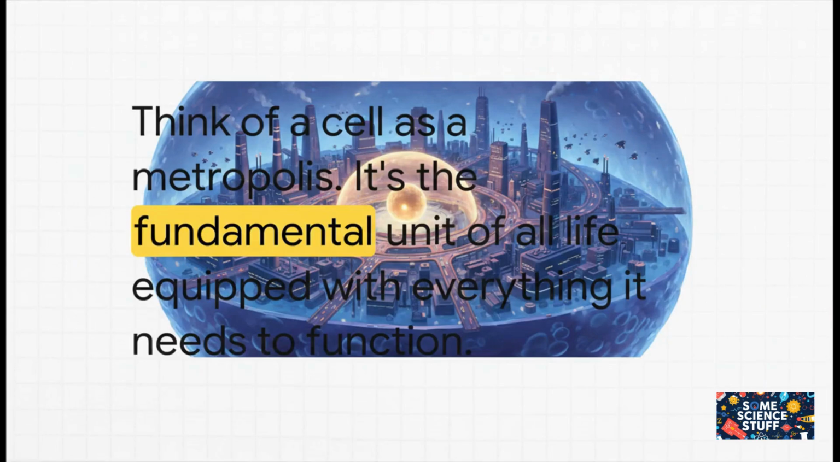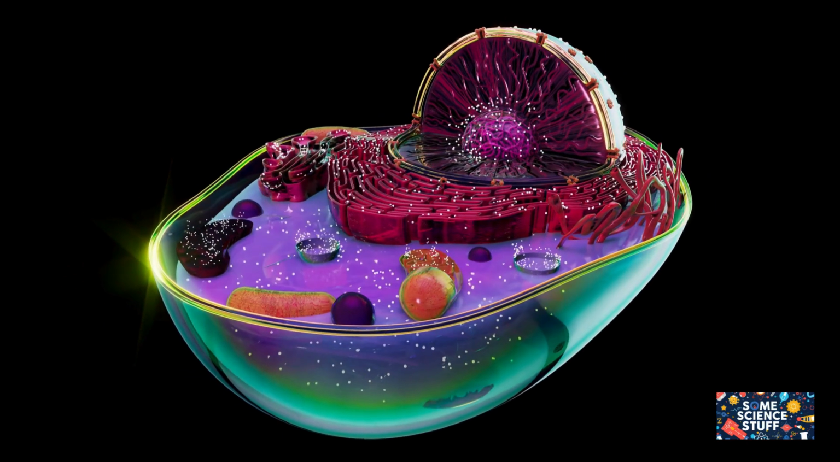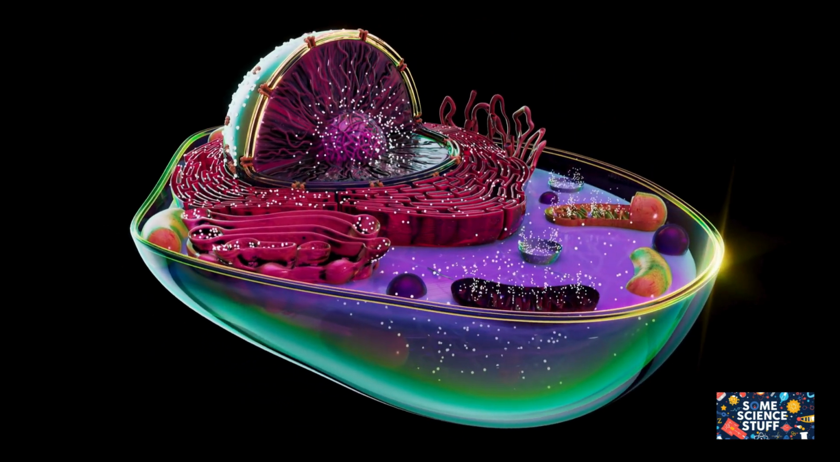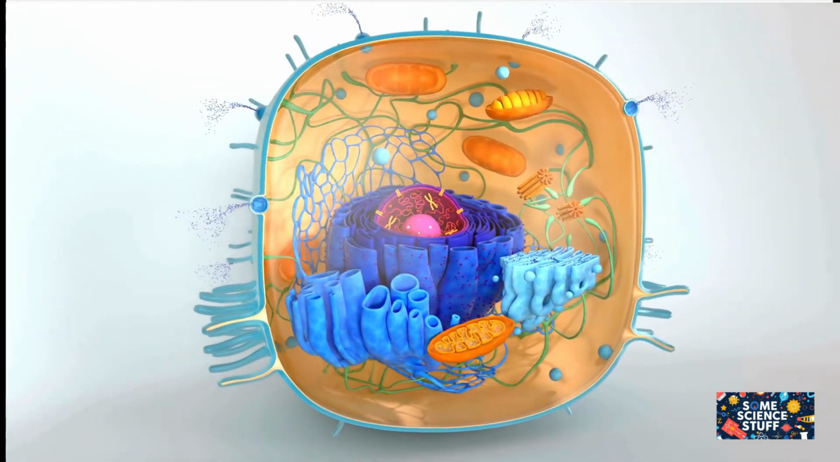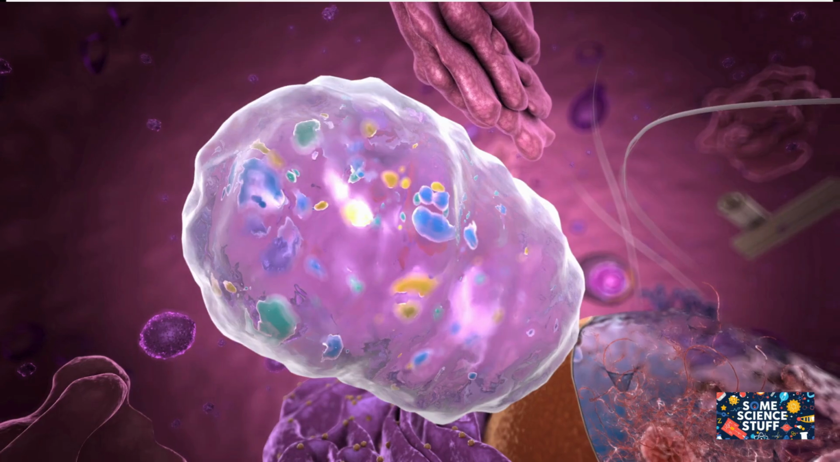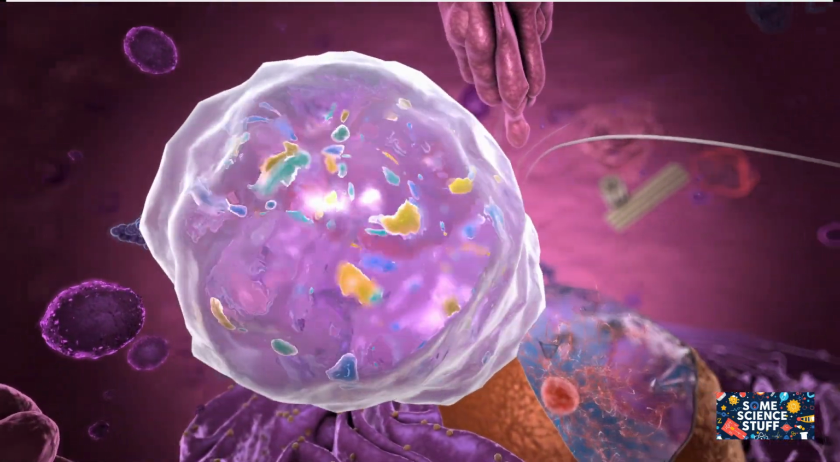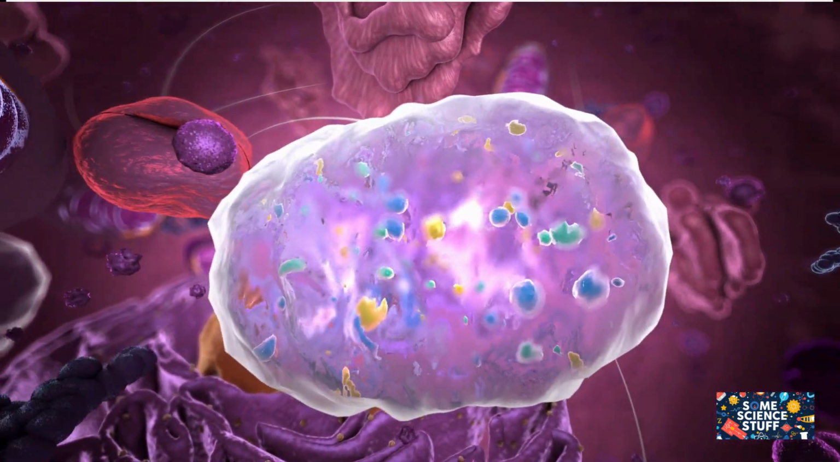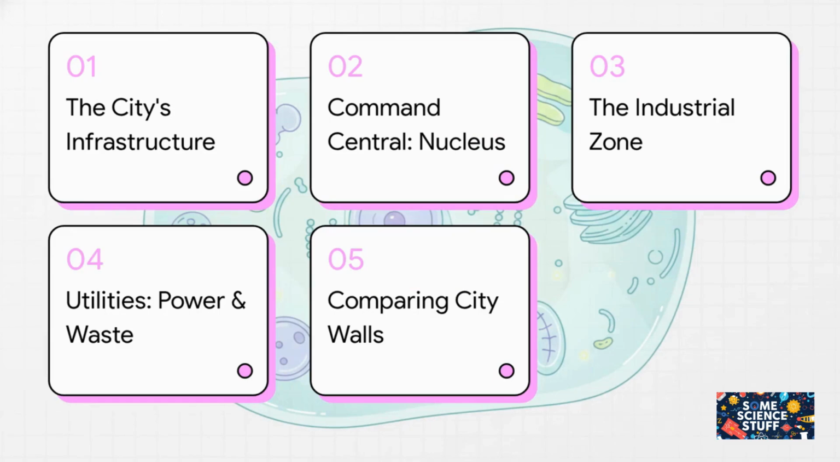First things first, you've got to stop thinking of a cell as just some simple blob of jelly. No way. Instead, I want you to picture a bustling, microscopic metropolis. It's got everything: a government, power plants, factories, even its own border patrol. Every single structure has a precise job, and it's this intricate organization that makes the cell the fundamental unit of all life.